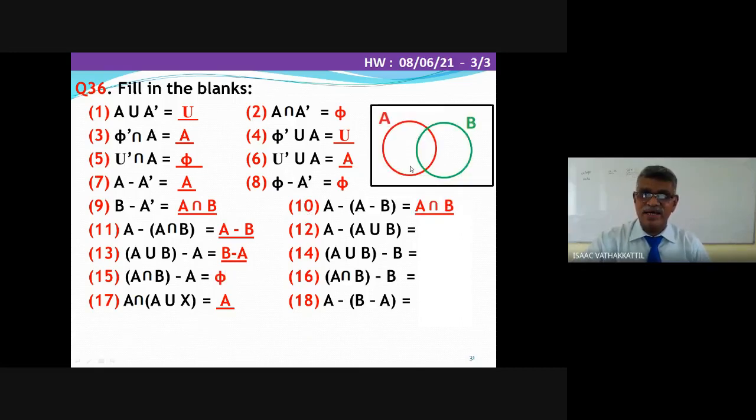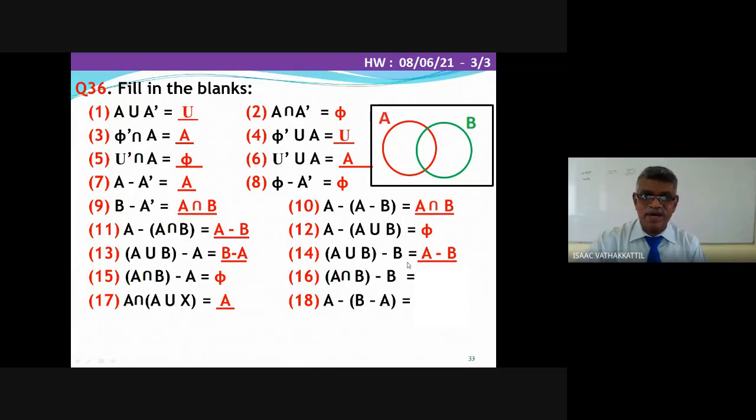Now A minus B. From A, remove A minus B. What is A minus B? This portion is A minus B. From A, remove A minus B, you get A intersection B. Correct? What happens if you remove A union B from A? That is null set because A union B is the whole portion. When you remove that, it is A.